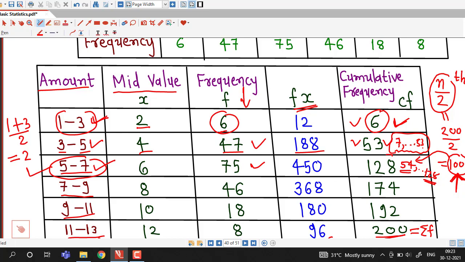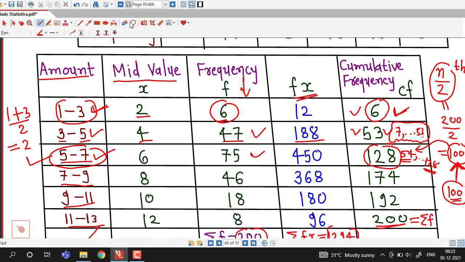We find out the value of n by 2. So here n by 2 is 100, and we concentrate on the cumulative frequency which is just greater than 100. So here the cumulative frequency just greater than 100 is 128. So the class corresponding to this cumulative frequency is the median class. So that is another way of deciding the median class. So here the median class is 5 to 7.